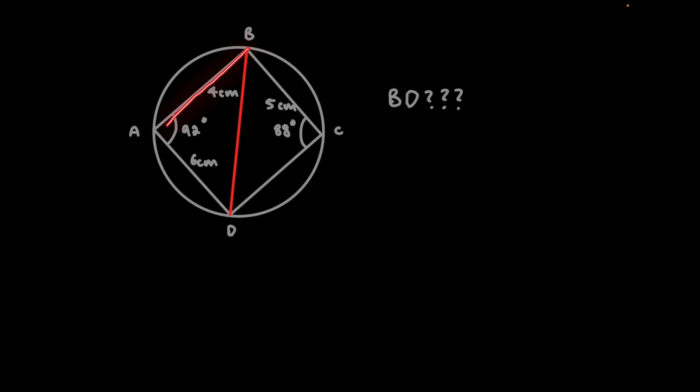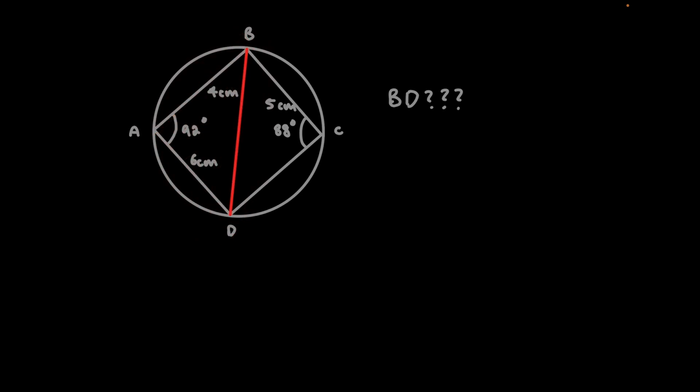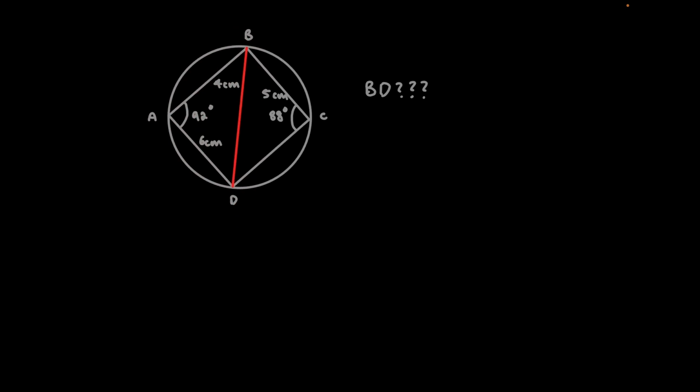So let's look at the triangle BAD. Okay, let's look at this triangle here. We can see that we have two sides, AB and AD, as well as the angle in between them. So we can use those three pieces of information to work out the missing side of BD. So let us use the cosine rule in that triangle now.